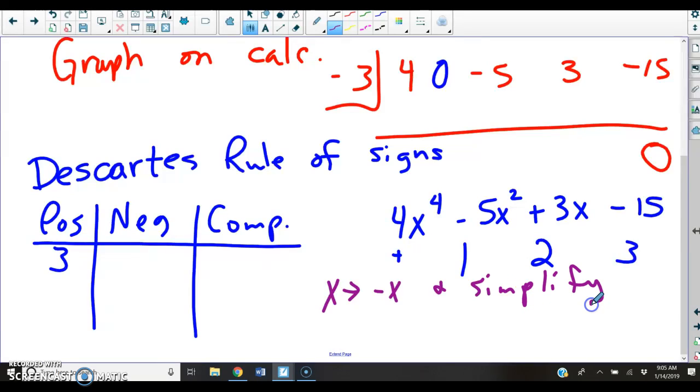Okay, now the next thing we do is we replace x with negative x, and we simplify. After you've done these a few times, you'll realize when you raise it to an even power, it does not change.